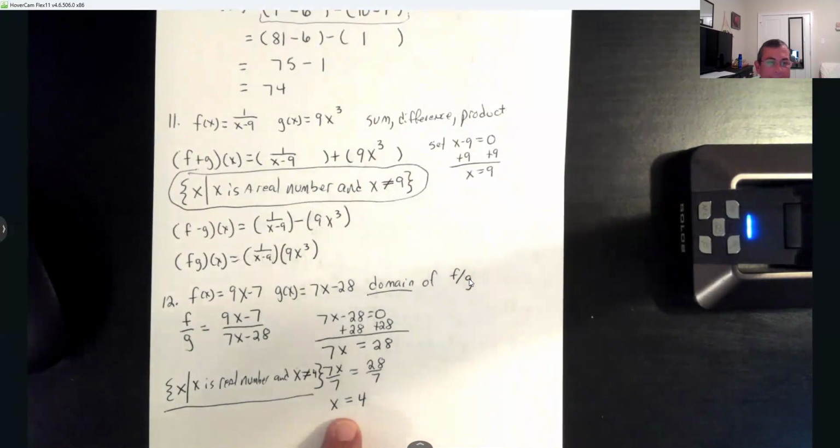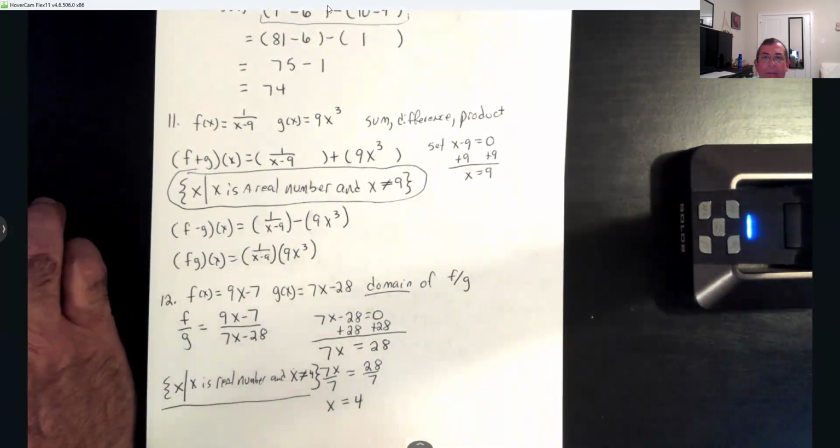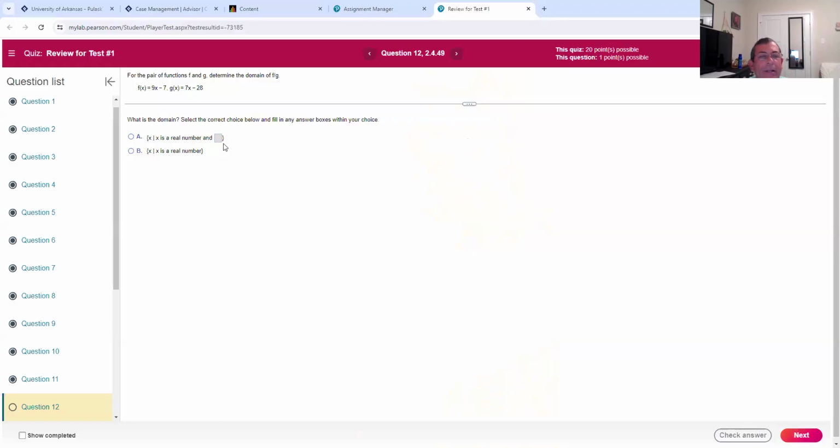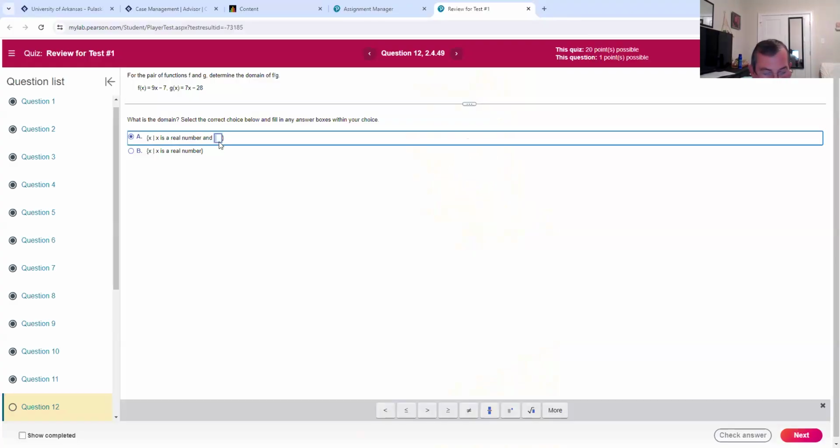All right, so we said x cannot equal 4 on that, so let's go see what they want us to put in. Also, basically the same as the last one. You're going to click A and then put x, come down here and get the not equals, and then the 4, okay? So y'all notice, on 11 and 12, you're not clicking all real numbers on those, okay?